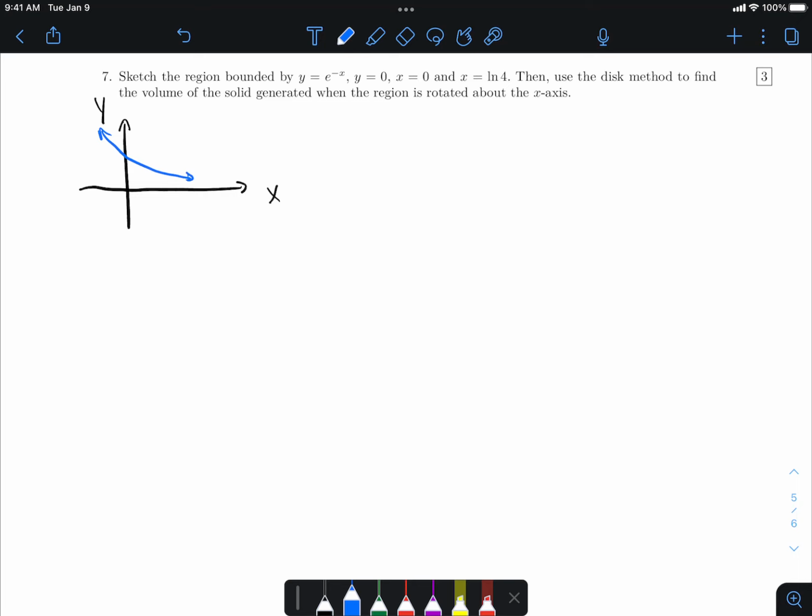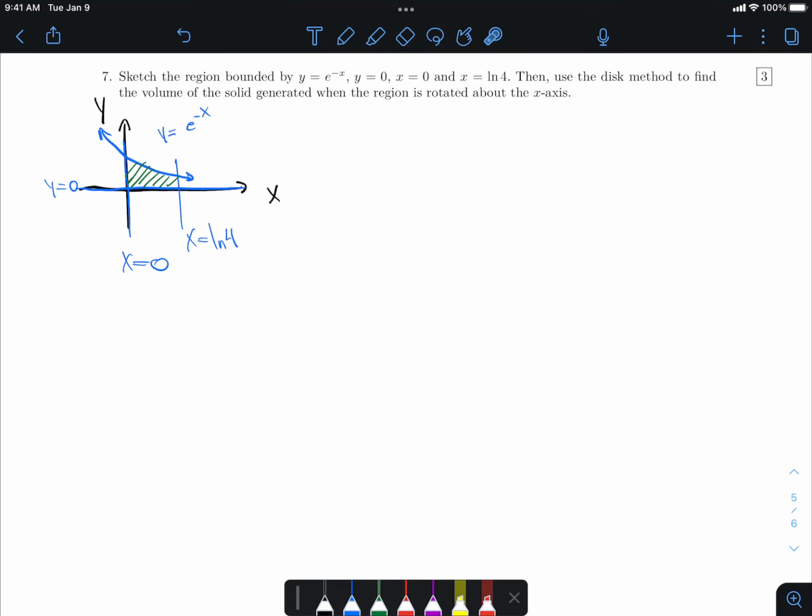Y equals 0. So this top one is y equals e to the minus x. This is y equals 0, the x-axis. X equals 0 is this guy, and then x equals ln 4, some number in there. So this is an area that we have that's bounded here. That's the first part of the question, sketch the region. We're good on that.